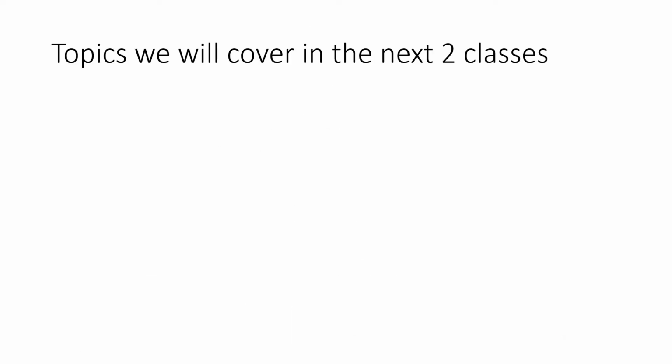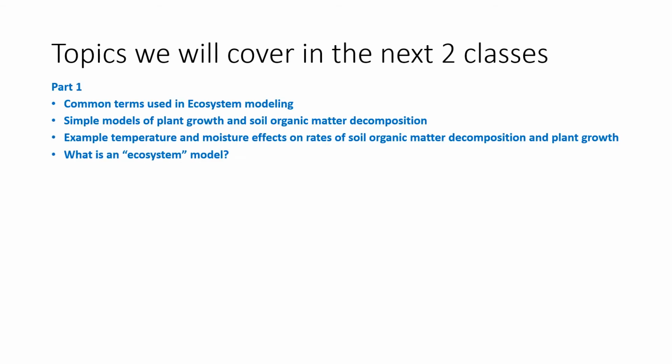So over the next two classes, I've divided the lectures into four different parts. The first part in this recording is going to discuss common terms in ecosystem modeling, some simple models of plant growth and soil organic matter decomposition, example temperature and soil moisture effects on the rates of decomposition and plant growth, and about ecosystem models in general.